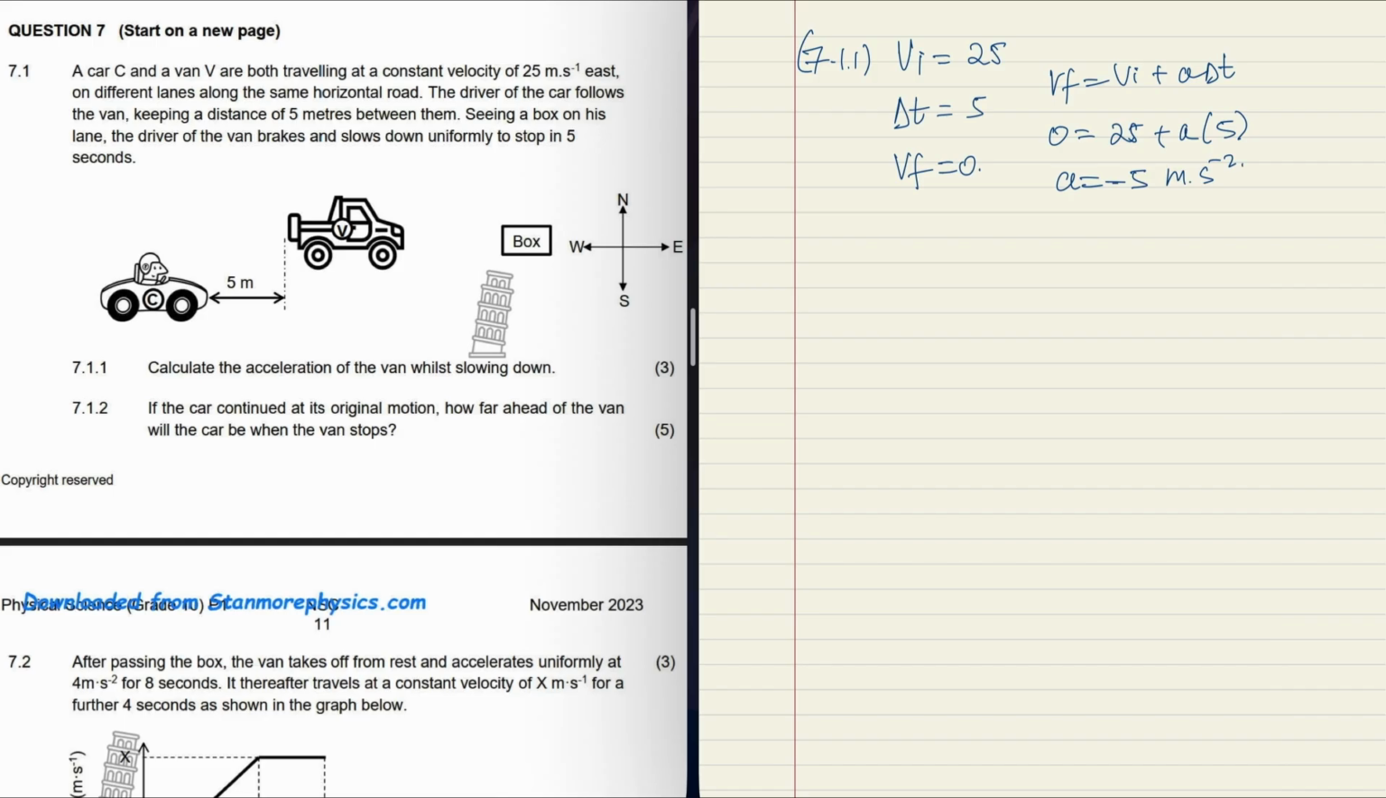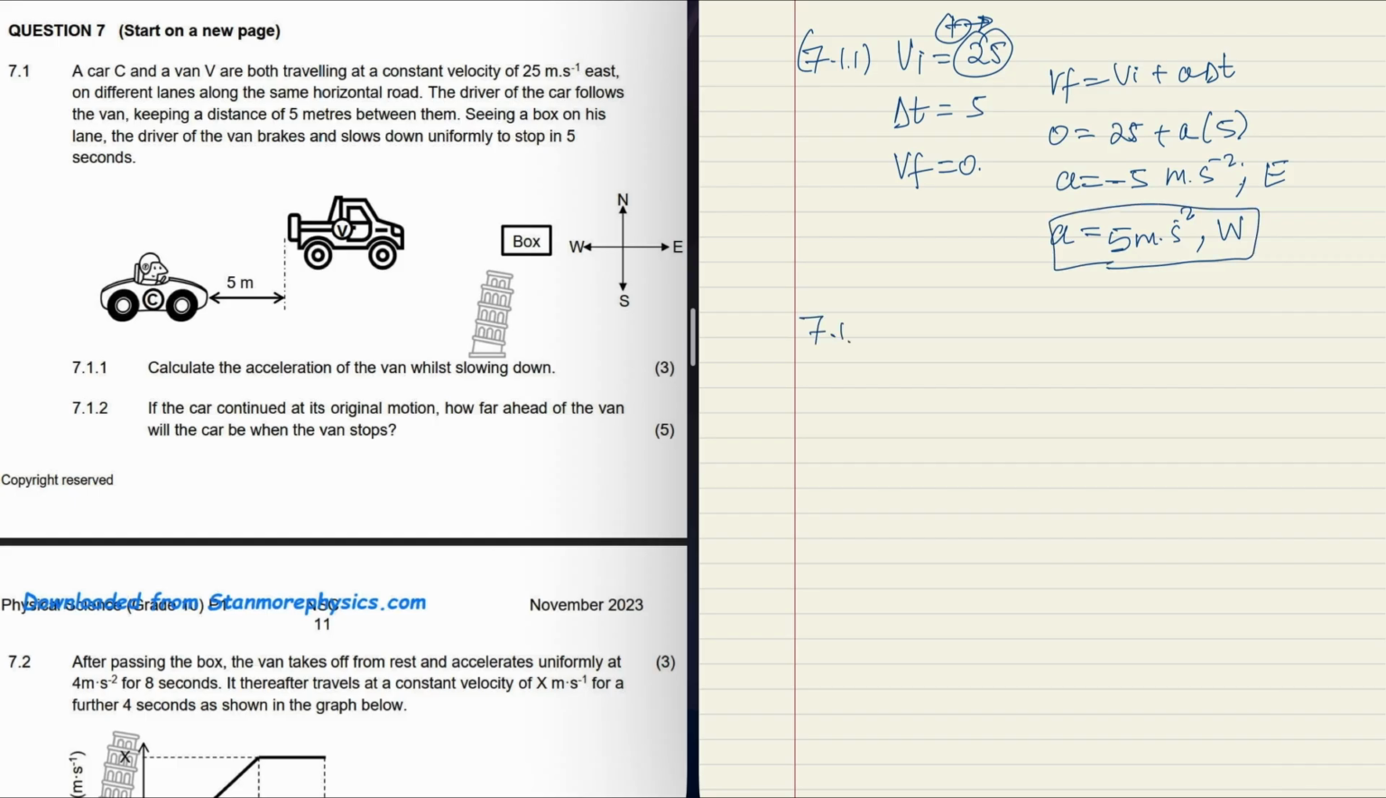But remember, I can't leave the answer as negative. I need to change it to positive. Now, what direction have I chosen here as positive? Well, I've chosen east as positive since the velocity is positive here. So A is equal to minus 5 meters per second squared east. So if I need to change it to positive 5 meters per second squared, since I've changed the sign, I need to change the direction.